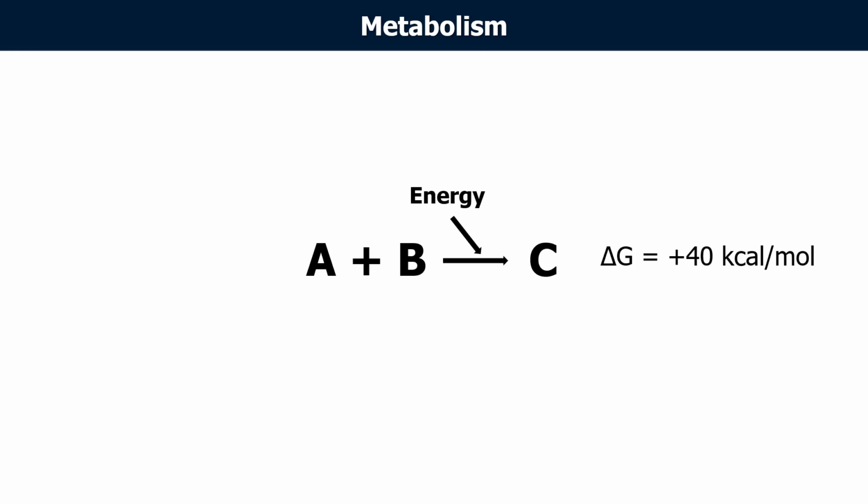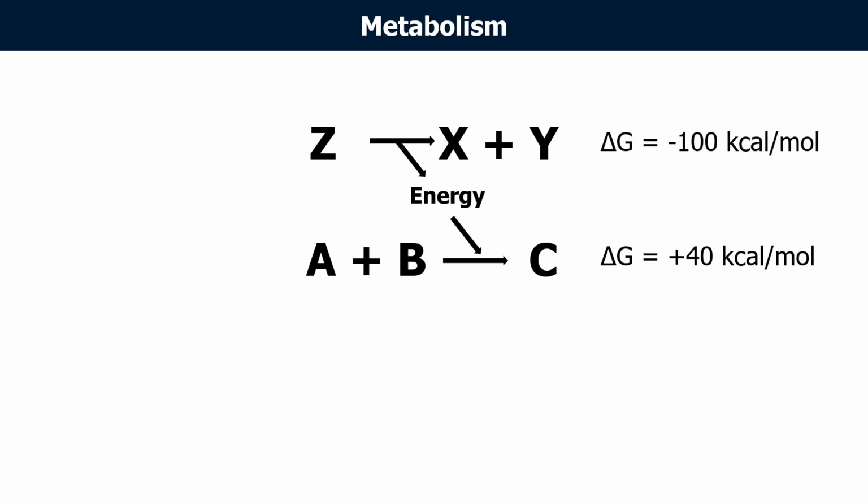Well, where can the cell get that? Well, it could get it from an exergonic process. It could take Z breaking down into X and Y and let the energy released from that funnel into A plus B makes C. And as long as the amount of energy released is more than the bottom reaction requires, this should work. Let's say that the top reaction has a delta G of minus 100 kilocalories per mole. We know it's going to be negative because it's releasing energy.